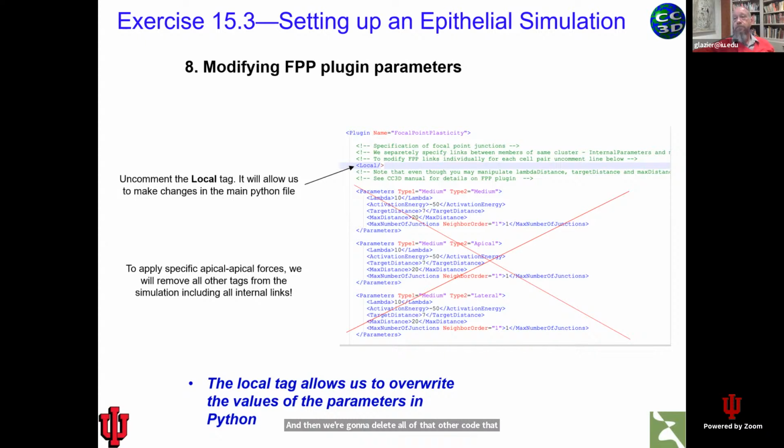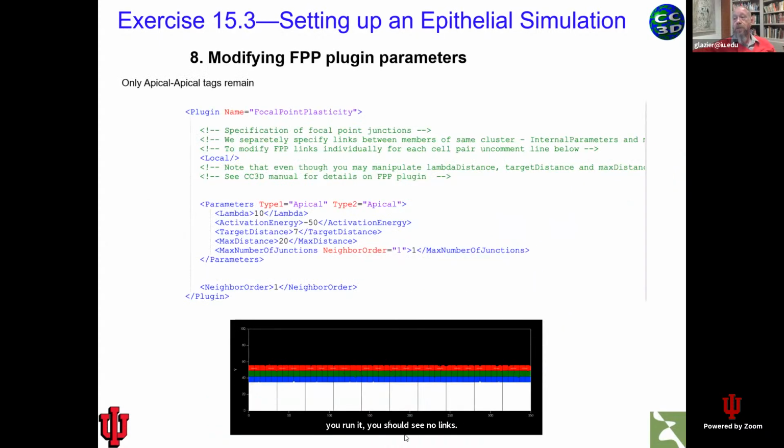Okay. So we just want plugin name focal point plasticity, local, and then end plugin. That's it. We're going to do everything else in Python. So now when you run it, you should see no links. You shouldn't see the links that we had before.